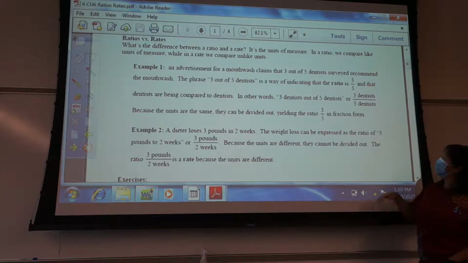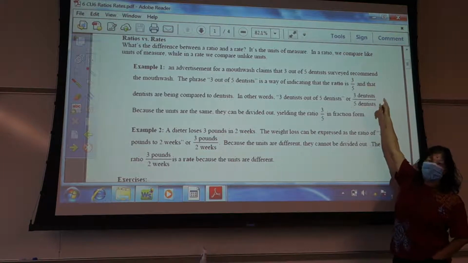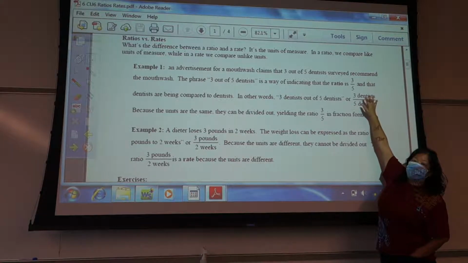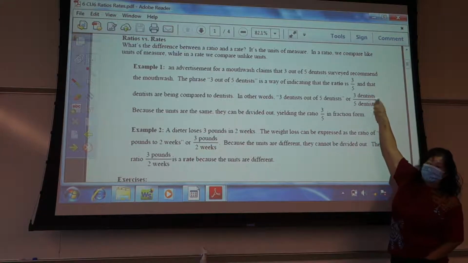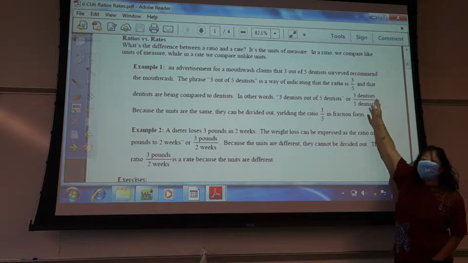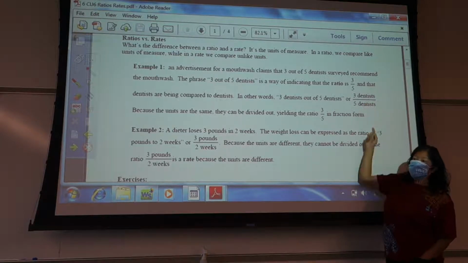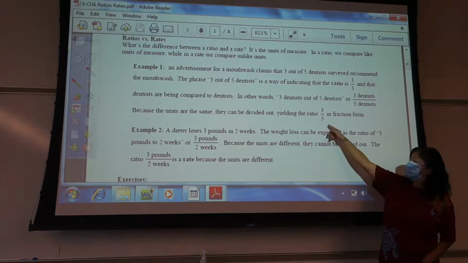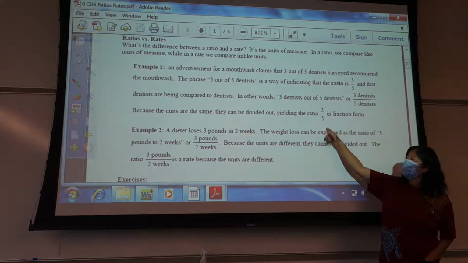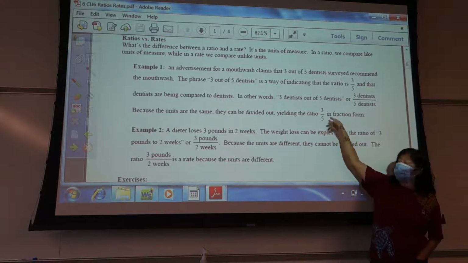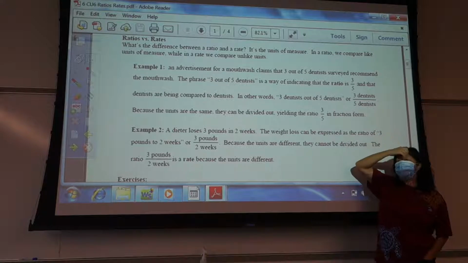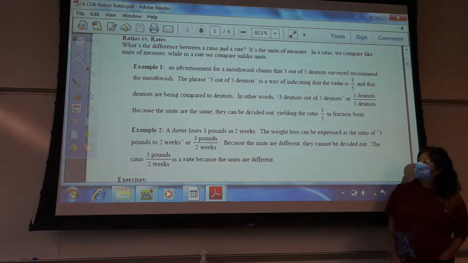All right, so everyone on board? If it's the same thing over the same thing, dentist over dentist, they cancel each other out, right? That's another form of 1, dentist over dentist, that goes away. So it's just 3/5. So ratios have the same units, so they're just the numbers.